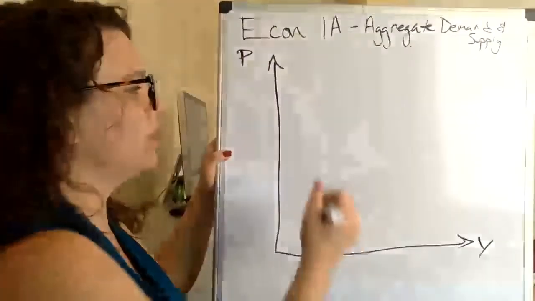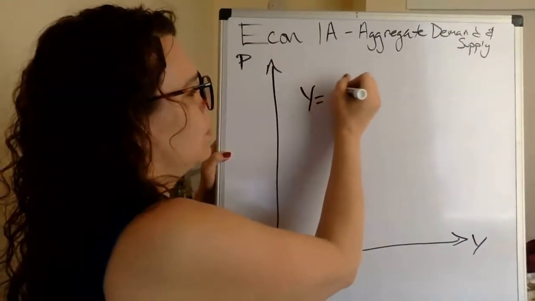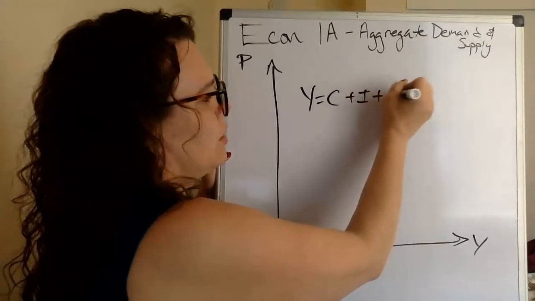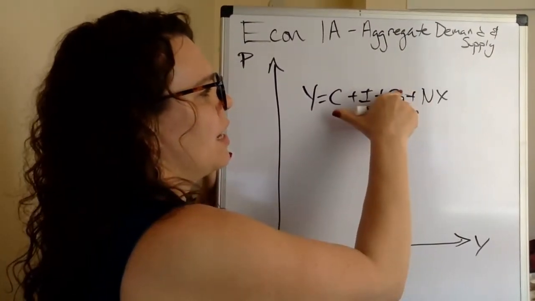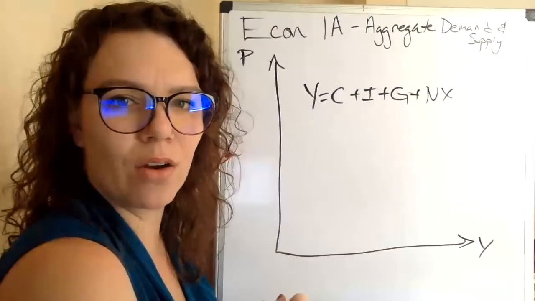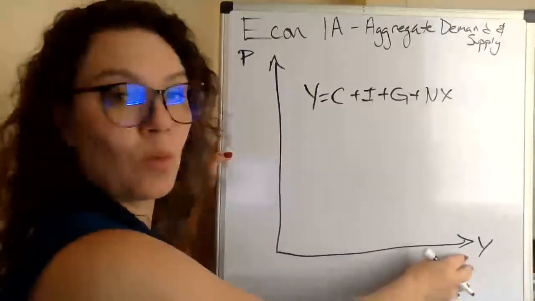our Y, right? And so remember we said that Y equals C plus I plus G plus NX. Well, we're going to use that now to talk about our economy, right? That's going to be the Y down here.